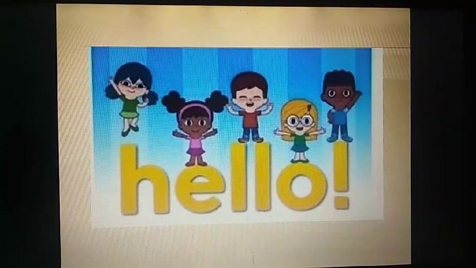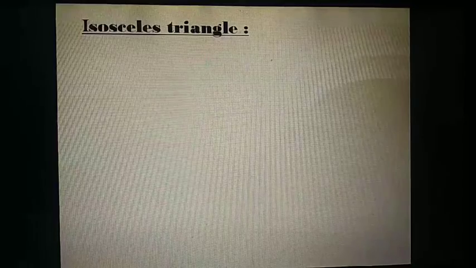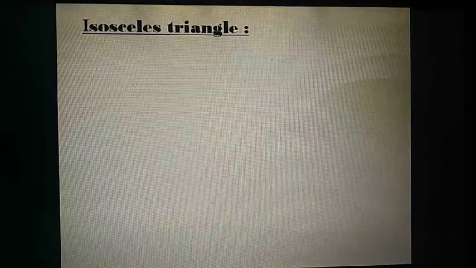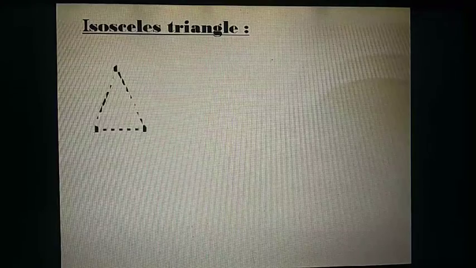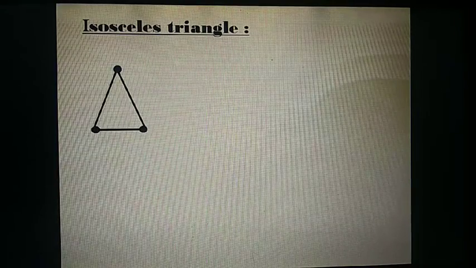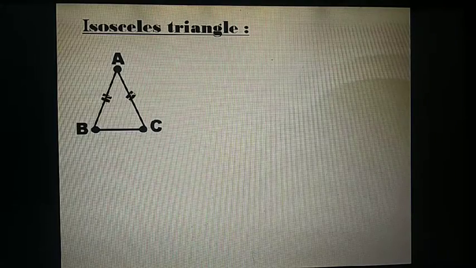Today we will start with a new topic, isosceles triangle. Now what is an isosceles triangle? A triangle with two sides equal. Here you can see this is a triangle. Here the two sides are equal.